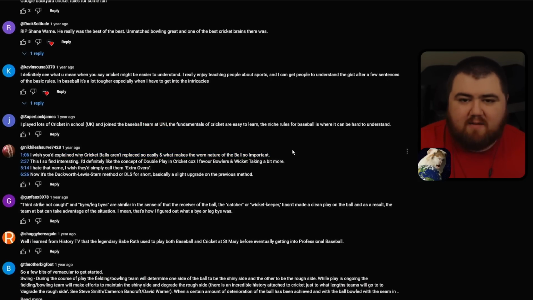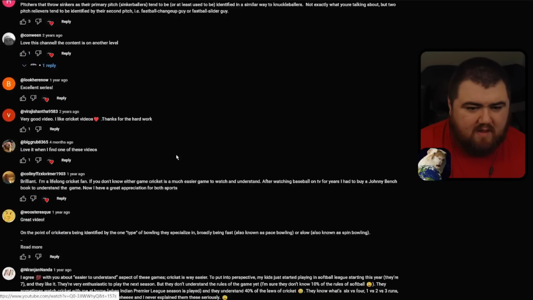Why the cricket balls aren't replaced and what makes the worn nature of the ball so important? It's just to add more complexity to the match, right? Yeah, it's just that simple. It's to add more complexity to the match. Definitely like the concept of double play in cricket because I favor bowlers and wicket taking a bit more. Double play.